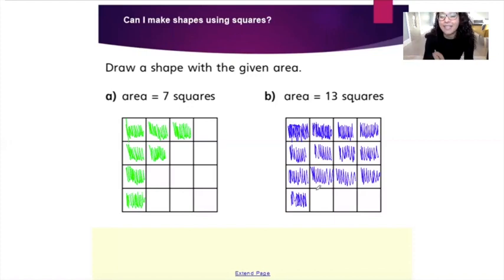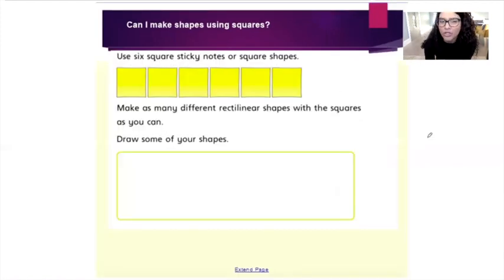So very well done if you did the exact same, if you coloured in the amount of squares that it tells you to colour in. So for A, it was 7 squares, and for B, it was 13. Now, an activity for you to do. Use 6 square sticky notes or square shapes. So you can use post-it notes, or you can just use paper that has been cut up into squares, and you are going to try to make as many different rectilinear shapes with the squares as you can.